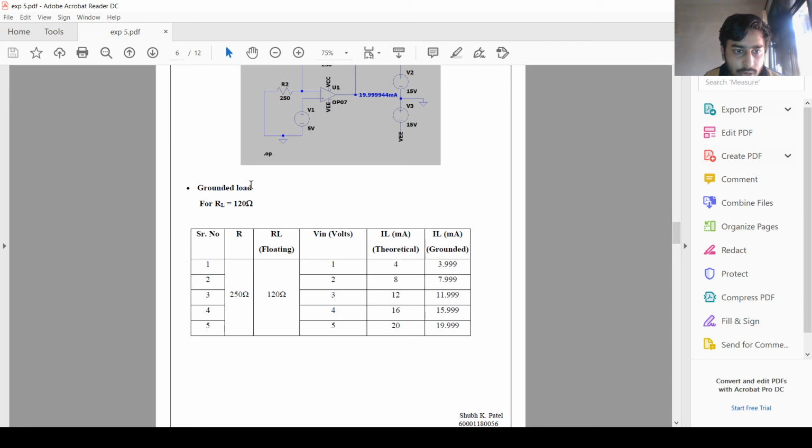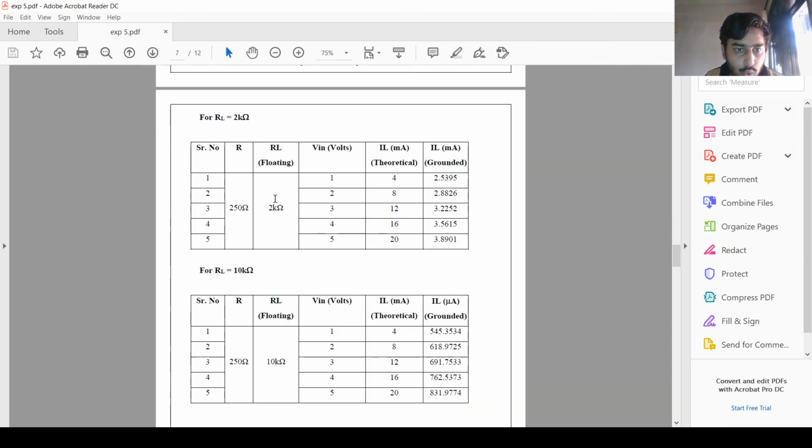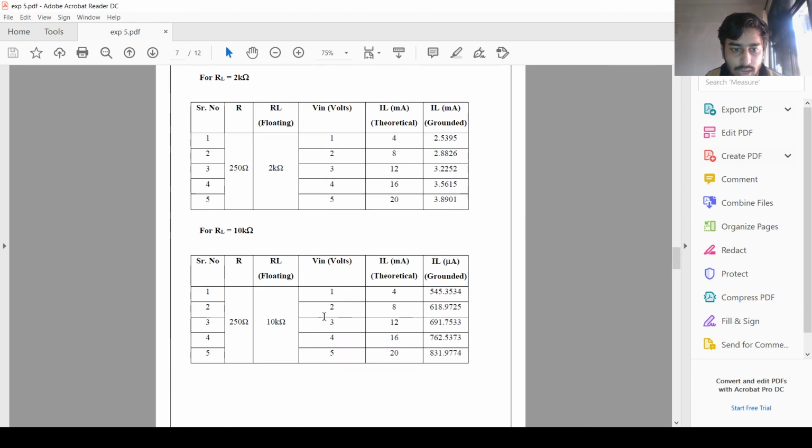And for the grounded load potential, for RL equal to 120 ohms, the IL grounded and IL theoretical values are almost the same, but when we change the load resistor, the values do not come the same. As you can see, for 2 kilo ohms they are not the same, and for 10 kilo ohms they are too far away from each other. The observed is in microamperes and theoretical is in milliamperes.